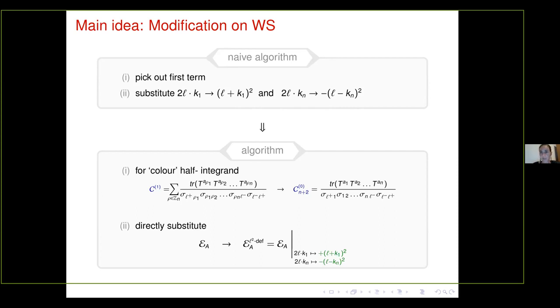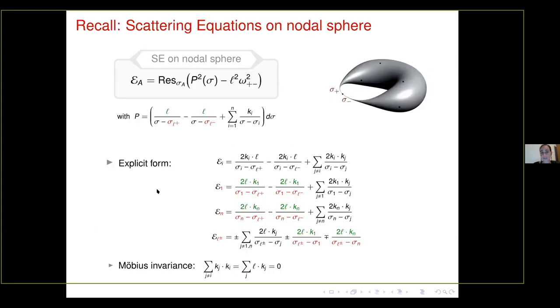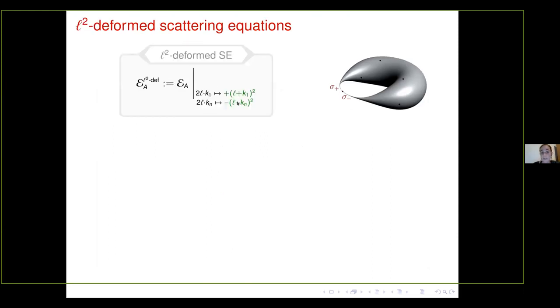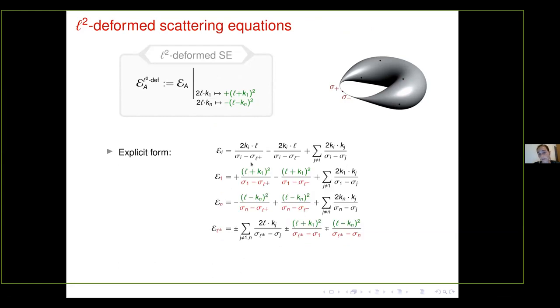Let me just briefly tell you what this looks like, and then tell you why it works. What it looks like is very simple. We saw the scattering equations for the linear formalism. You can see I've spelled them out. They have all of these linear terms. So if we want to deform the scattering equations by putting L plus K1 square and minus L minus Kn square for 2L.K1 and 2L.Kn, this just introduces some quadratic terms here. And Möbius invariance works the same as before, basically because all the L square dependence cancels pairwise.